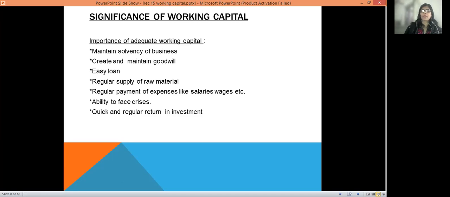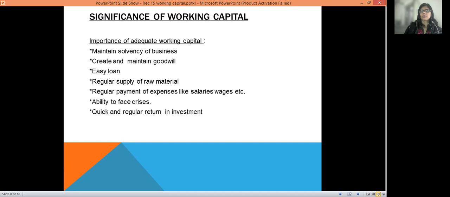Next one is easy loan. Easy loan means you don't have any problem in arranging loans, and it is possible if you are running your business in a well efficient manner, you have a good image in your finances, and you are able to maintain goodwill according to the current situation. If you are doing your work in a proper way, maintaining your business, getting profit, and having a good image in the mind of customers and in the market, there is no complexity in arranging a loan for your business, because each and everything is in your favor.